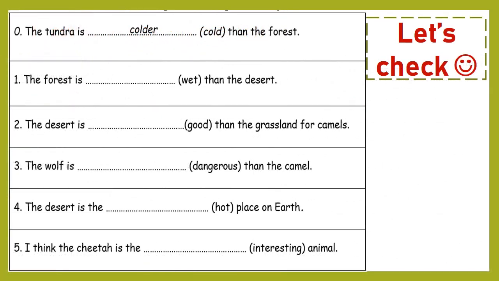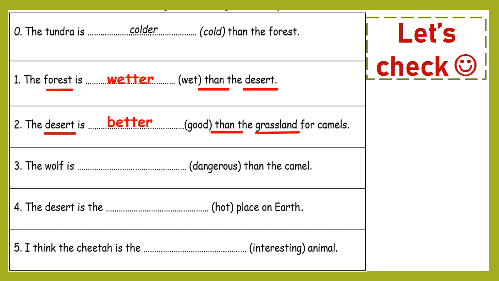Are you ready to check the words? Number 1, we compare the forest with the desert. So, we compare two things. We use comparative form of adjective, that is, wetter with double T. Number 2, we compare the desert with the grassland, the two things. So we use comparative form of good, and it is better, right?